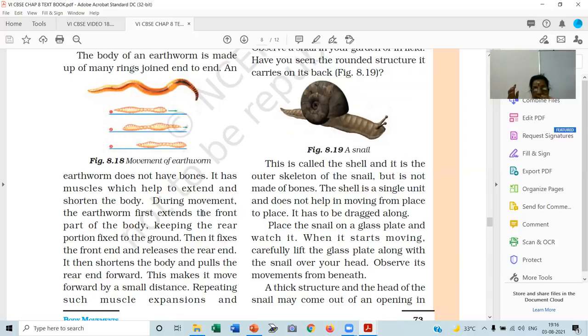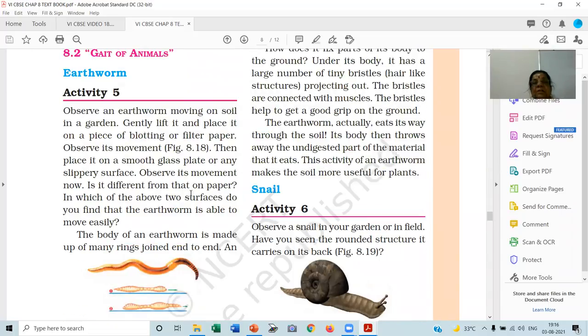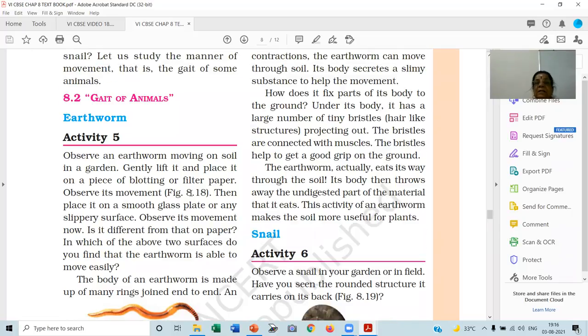So this is movement in earthworm. This makes it move forward by a small distance by repeated contraction and relaxation of the circular and longitudinal muscles. The earthworm moves through the soil, and it secretes a slimy substance to help the movement.